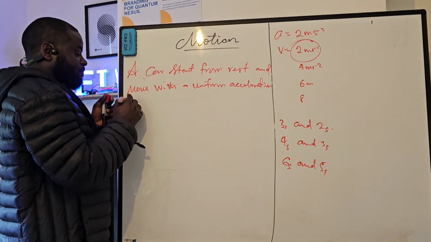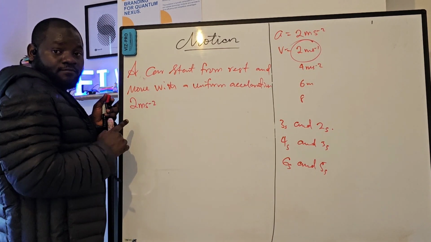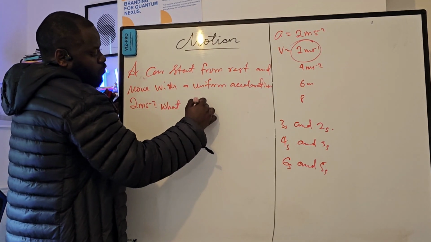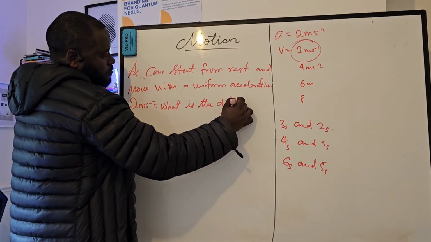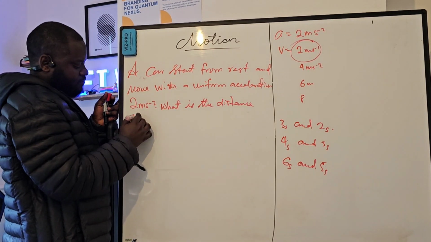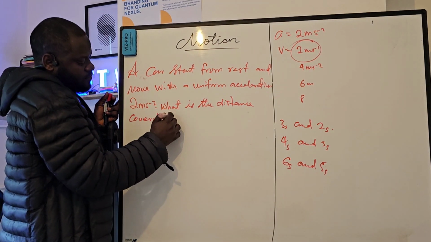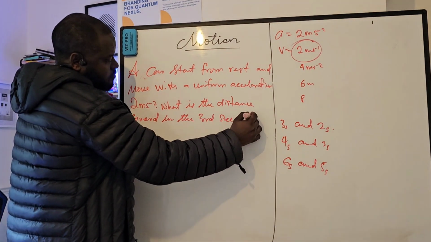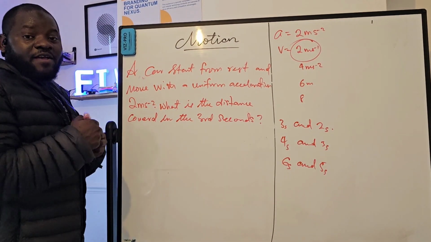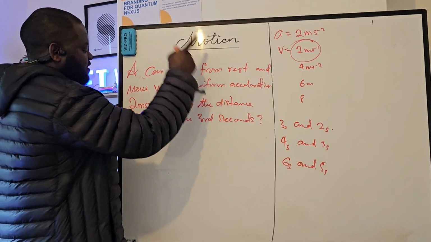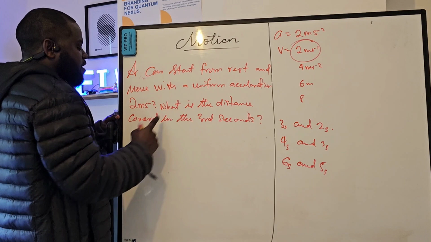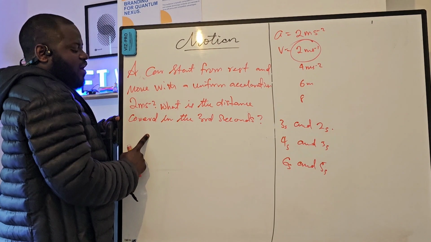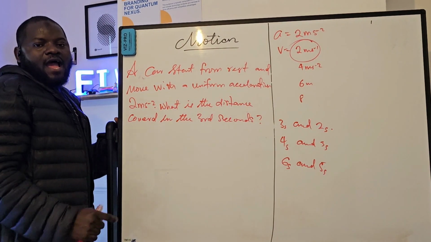Let me say 2 meters per second square. I see it now. What is the distance covered in the 3rd seconds? Have you seen the question now? The question states: a car starts from rest and moves with a uniform acceleration of 2 meters per second square. What is the distance covered in the 3rd second? How do we go about that?